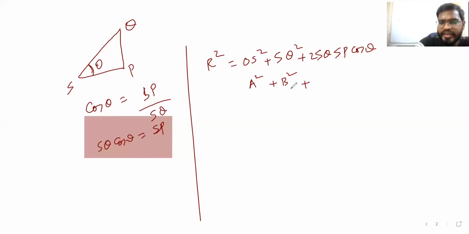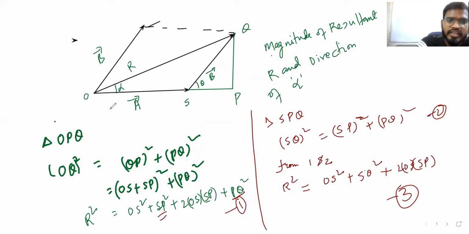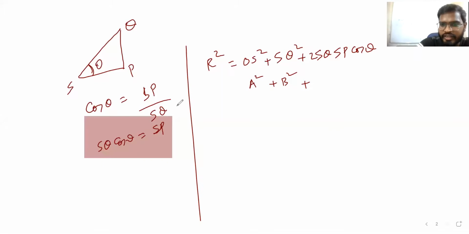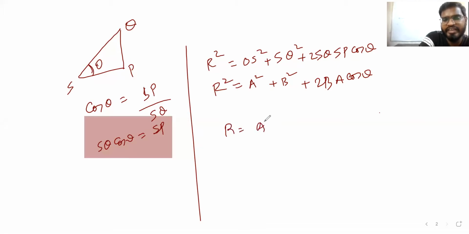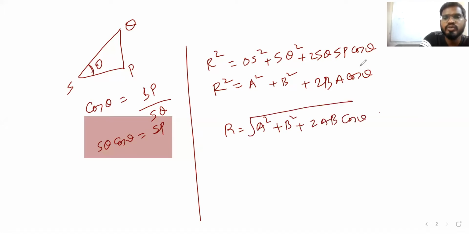So SP is what here? SQ we know is B, so 2B we can write. SP is A into cos theta. So R square equals A square plus B square plus 2AB cos theta, so R is the root under of that.